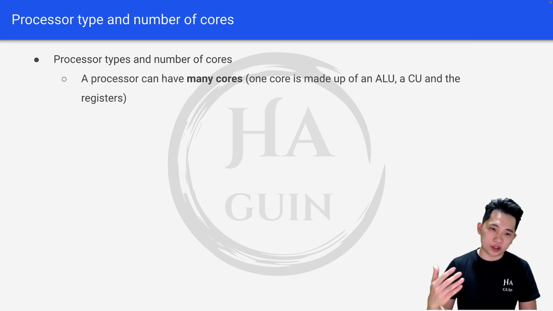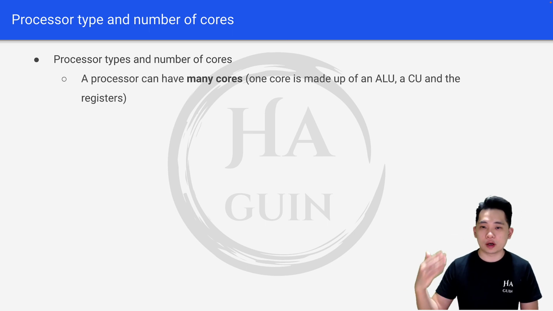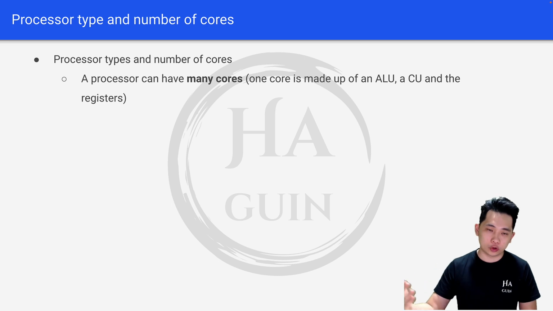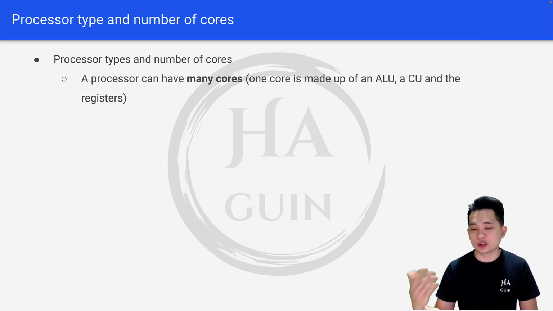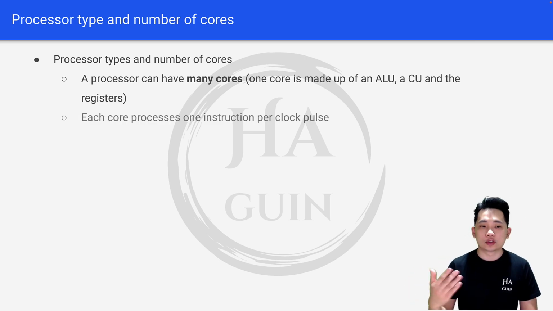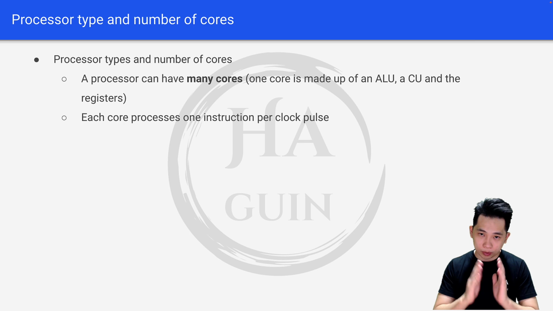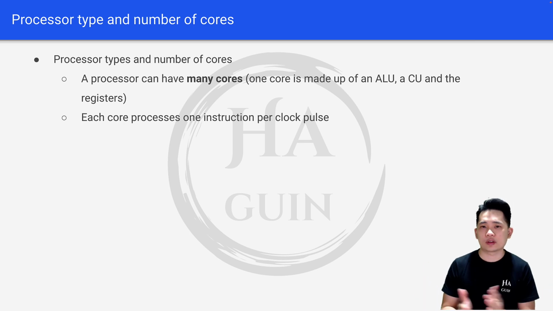So first of all, a processor can have many cores. One core is made of an ALU, which is the arithmetic logic unit that we learned in the previous lesson, a control unit, and the registers. Each core processes one instruction per clock pulse. So you can think of it as one core processing one instruction per clock pulse. Per clock pulse, just think of it like a unit of time.